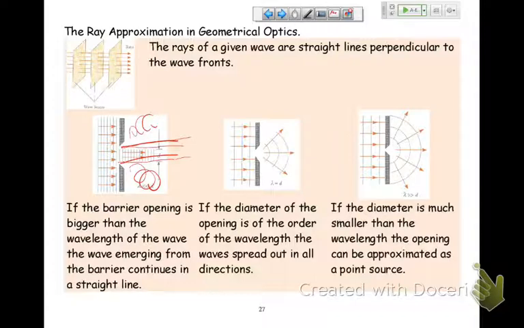If I reduce the collimation width, or I make the wavelength longer, either one, and I get of the same order, then I get a bending of the light. It spreads out. That's kind of weird. If I get the wavelength longer than the gap, I get what we call a point source of light. It's as if the light starts here and it goes out in all directions.